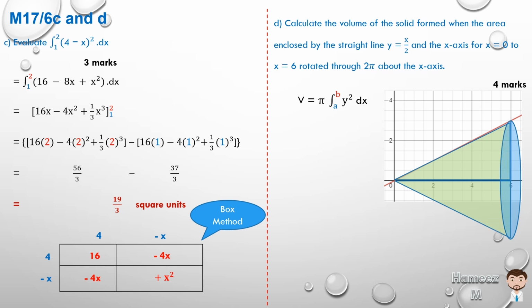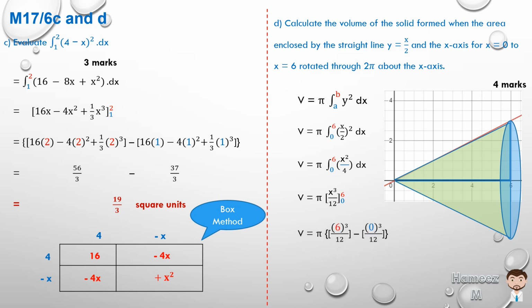So how do we work that out? Volume is equal to pi times the integral from a to b of y squared dx. And we know y, that's a straight line, x over 2. So the volume is equal to pi times the integral from 0 to 6 of x over 2 squared with respect to x. And we can work out that square, so it'll give us pi times the integral of x squared over 4 with respect to x. And the integral of x squared over 4 will be x cubed over 4 times 3, which is 12.